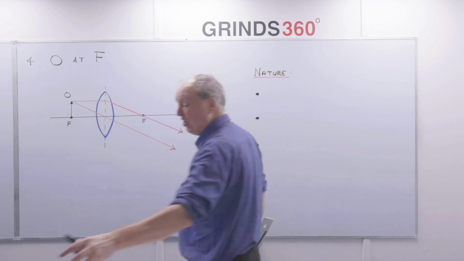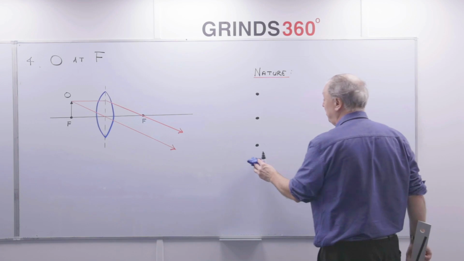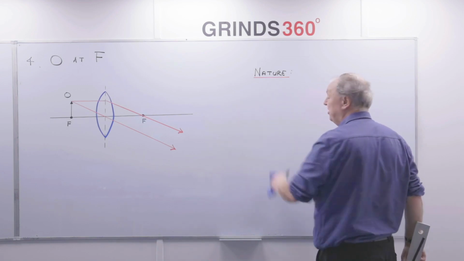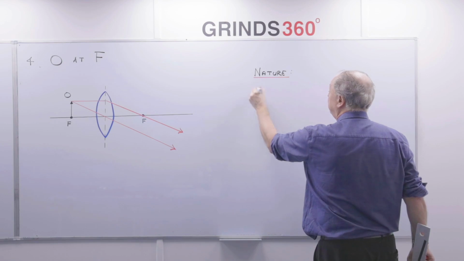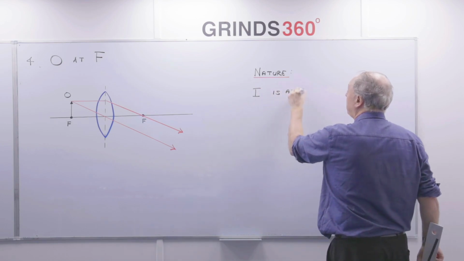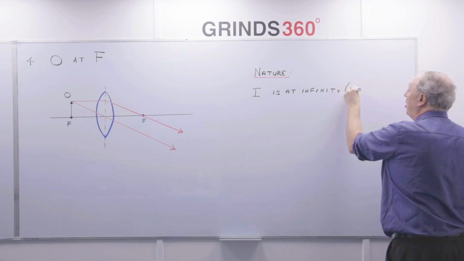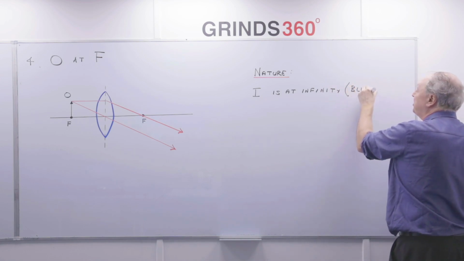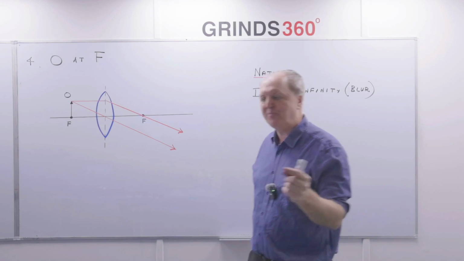You know, I really can't talk about the nature. They're never going to meet, so I can't say it's real or virtual. I can't say any of those things. So I'll just say the image I is at infinity. It's actually going to be a blur. You're not going to see a sharp image formed because the rays of light never actually come together.